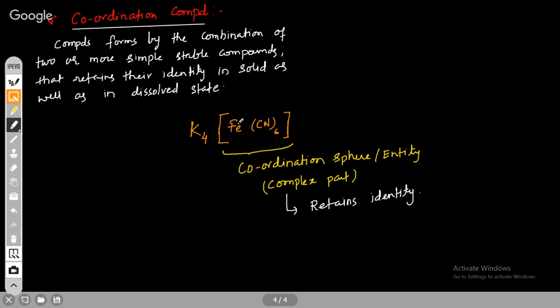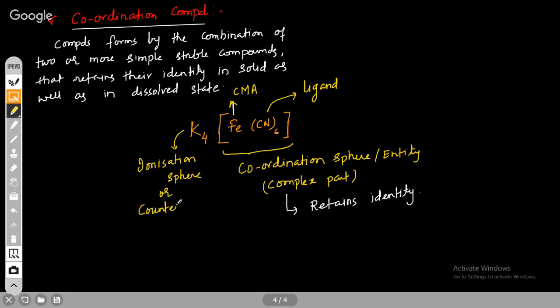The central metal atom is this, okay? This iron is the central metal atom. CMA is the central metal atom. The CN here we call ligands. What are ligands? That we'll also see. These are ligands. And the ion which is present outside the square bracket we call the ionization sphere, or we also call it the counter ion. Both are the same thing. Ionization sphere or counter ion. Understood?